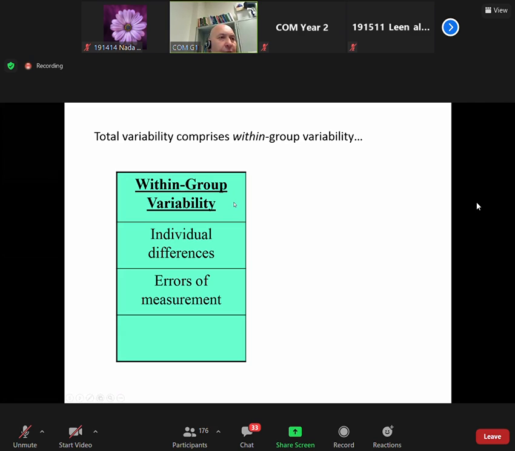So why do they vary? Well, they vary from their mean because of individual differences, and also there may be errors, okay? They're going to vary a bit. Everyone gives a slightly different score. If you're measuring height or something, it's going to be slightly different heights.